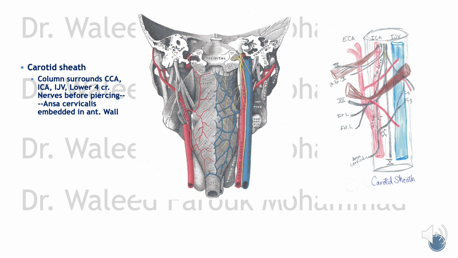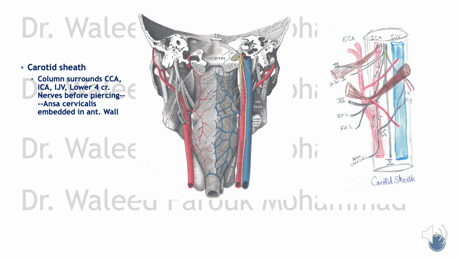When you go upward, the common carotid divides into internal and external carotid arteries. Now remember this fact: external stays external. It goes out of the carotid sheath. What remains is the internal carotid artery together with the internal jugular vein and the vagus nerve in between and posterior.